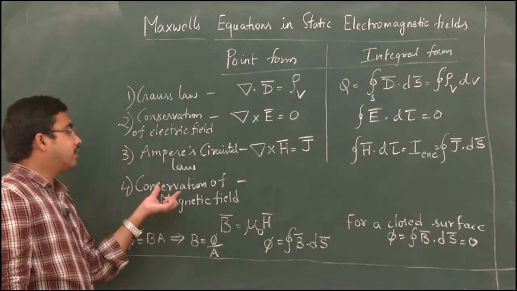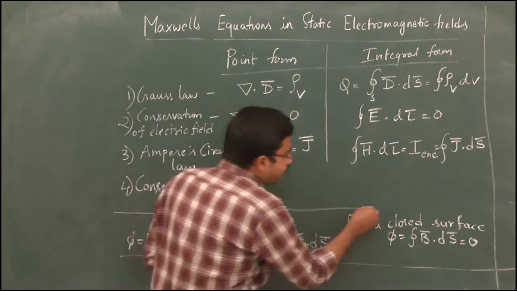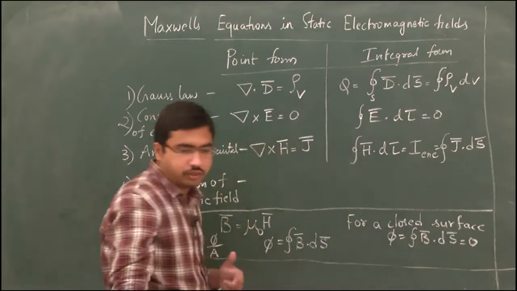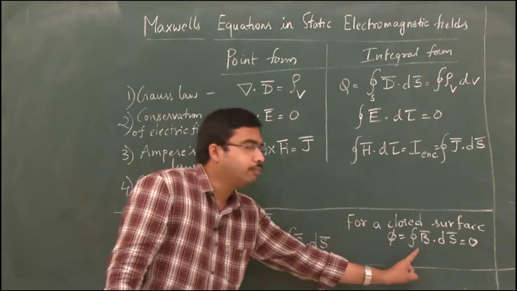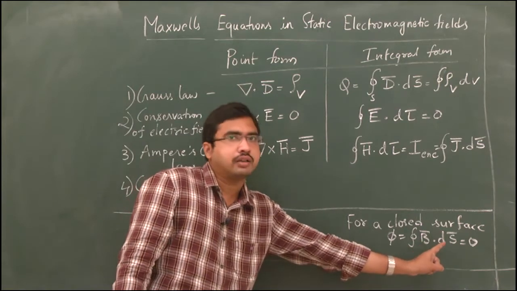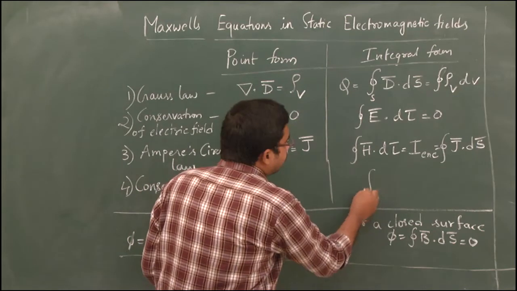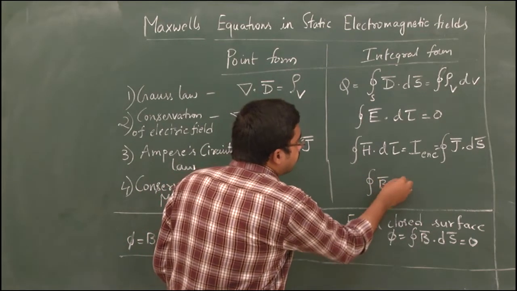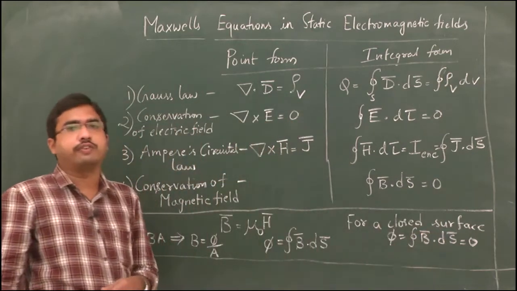So, for a conservative magnetic field, what can you write? For a conservative magnetic field, we can write integral B bar dot ds bar is equal to 0, in integral form.